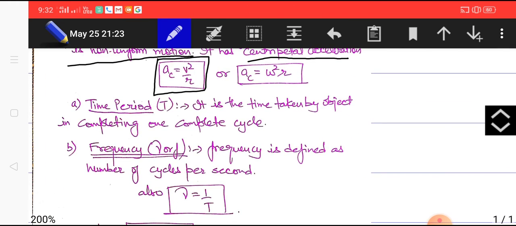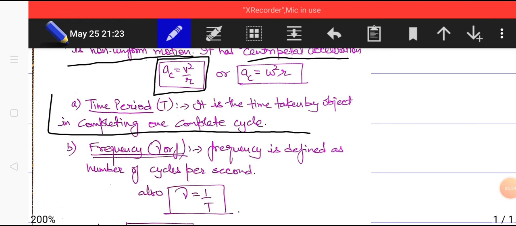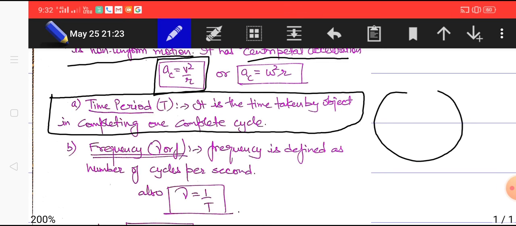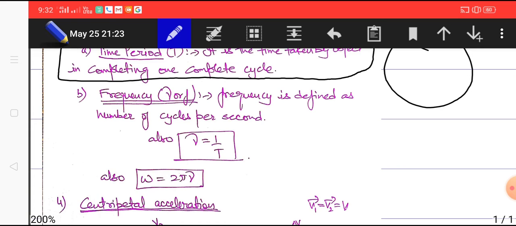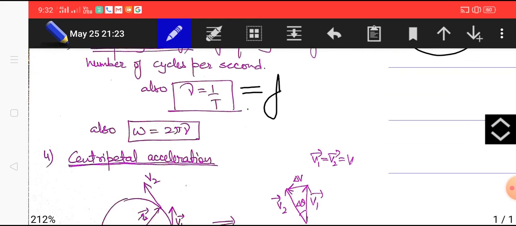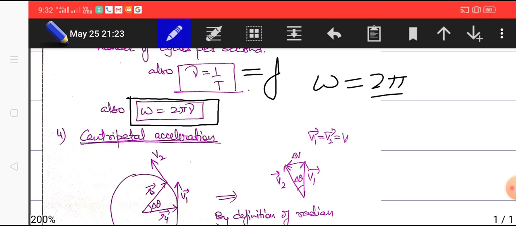Then there are a few terms related to circular motion, that is time period. Time period is the time taken by the object in completing one cycle. How much time an object will take to complete one cycle. Frequency is defined as the number of cycles per second. Mathematically its formula is 1 by T. It is also represented by f sometimes. And the relation between angular velocity and frequency is omega is equal to 2 pi nu, because omega is equal to 2 pi by T and 1 by T is equal to f, so it will become 2 pi f or 2 pi nu.